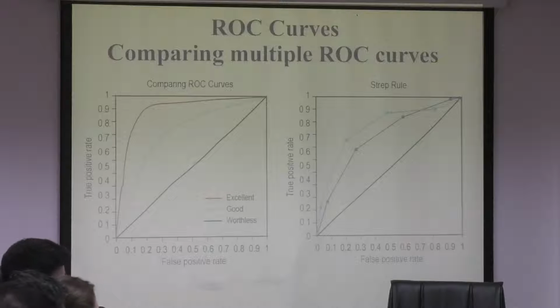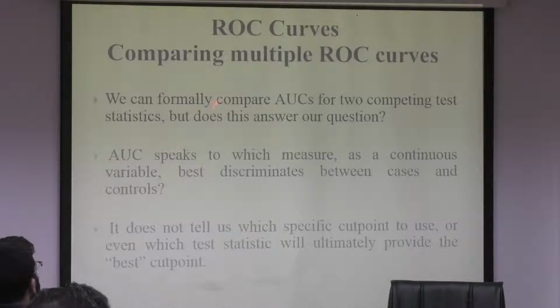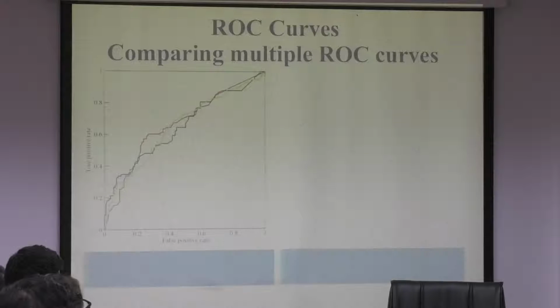Okay. Now, we can formally compare area under the curves for two competing test statistics, but does this answer our question? Area under the curve speaks to which measure, as a continuous variable, best discriminates between cases and controls. It does not tell us which specific cutoff point to use or even which test statistic will ultimately provide the best cutoff point. What do I mean by this?